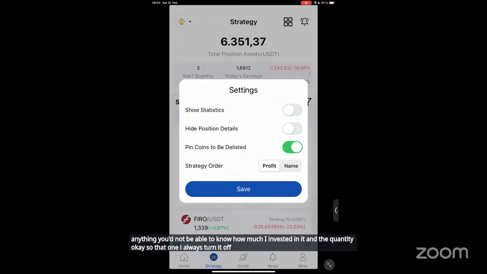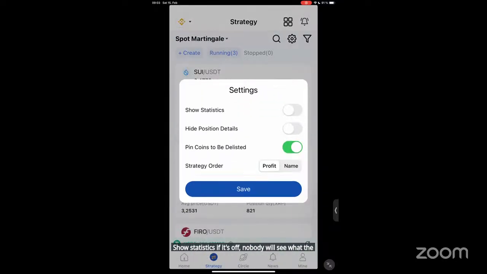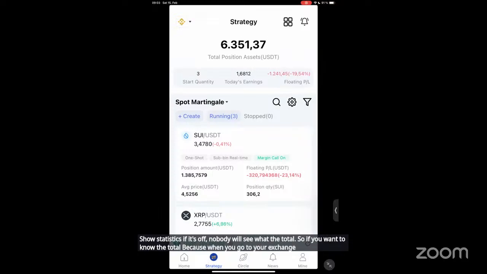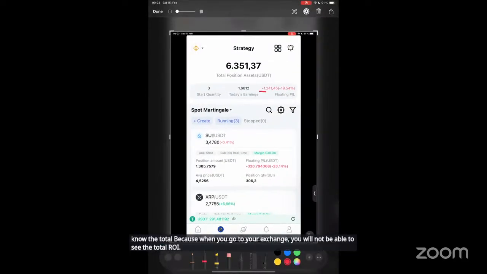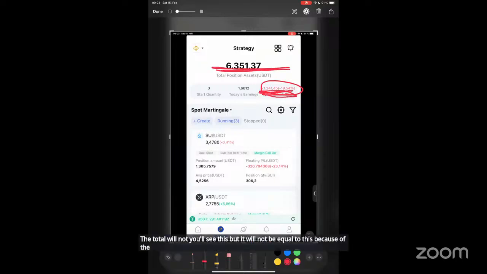Show statistics: if it's off, nobody will see the total. If you want to know the total, when you go to your exchange, you will not be able to see the total. The total you see will not be equal to this because of the floating loss. It will be the difference of this from this. That is what you see under your total overview in your exchange.